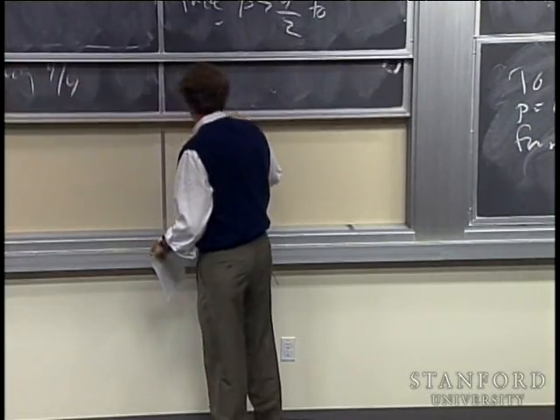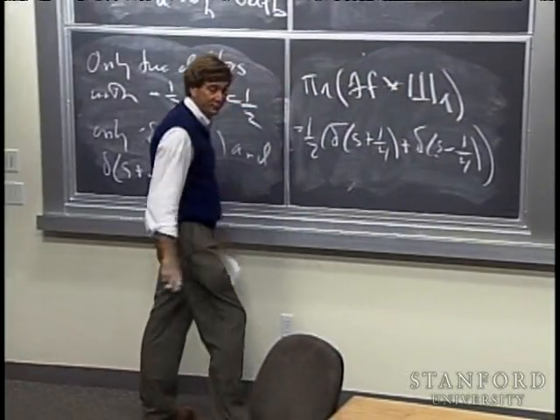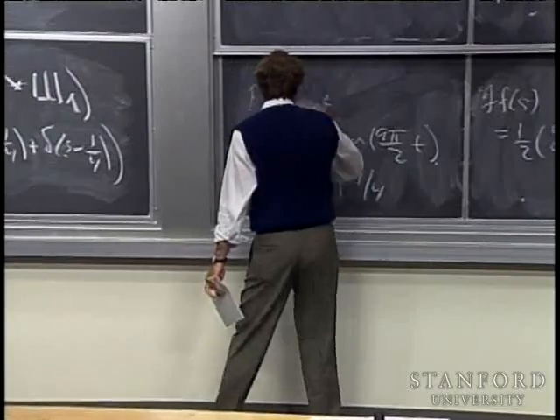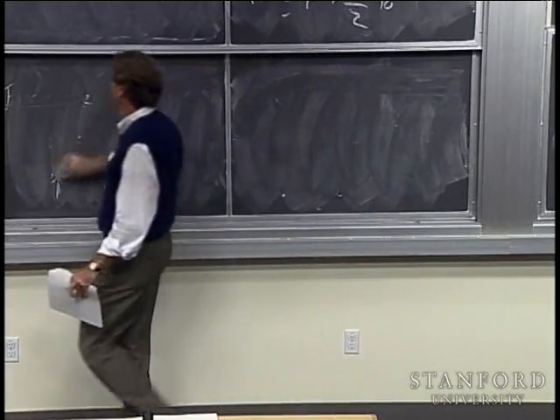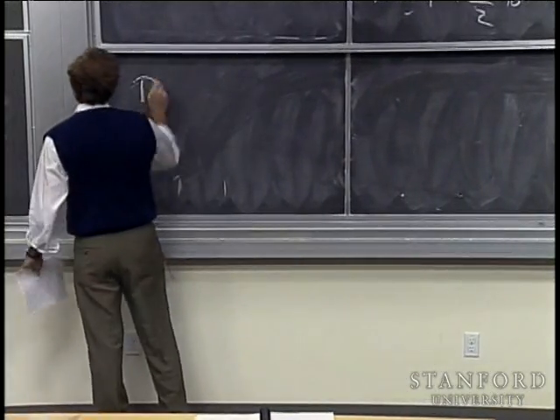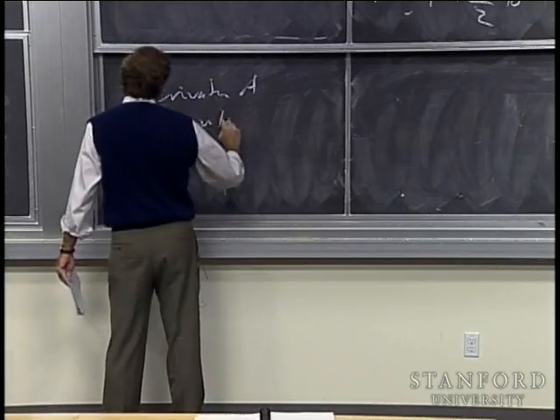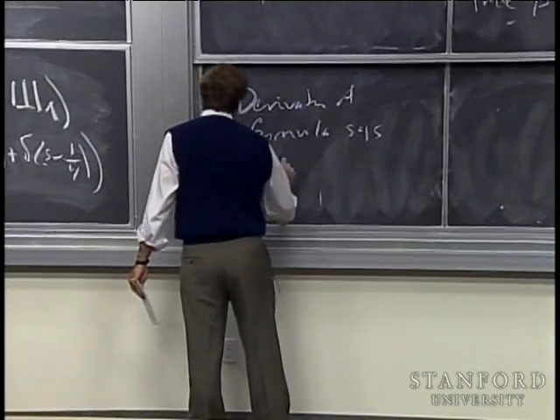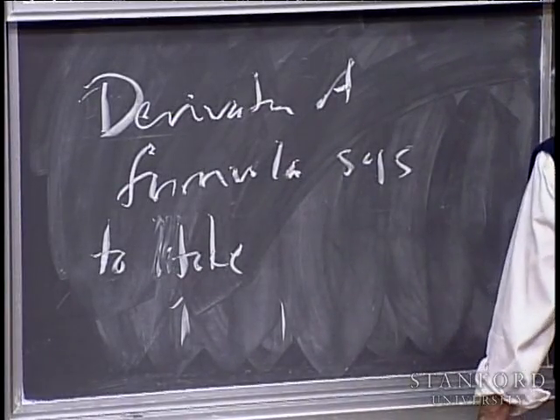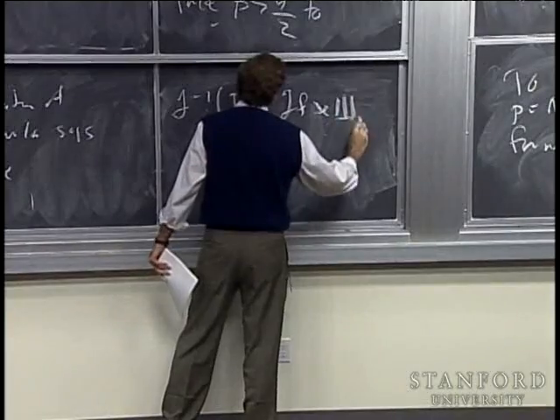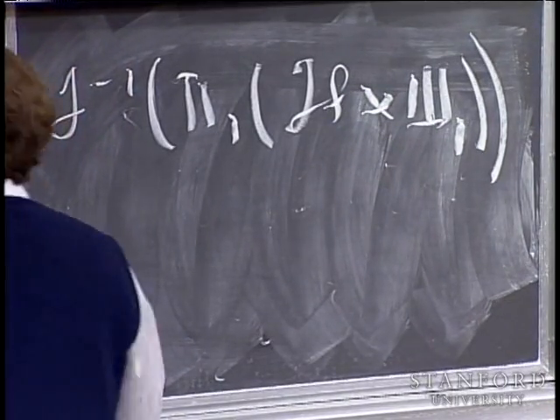What does the derivation of the sampling formula say? The derivation of the sampling formula says take this formula and take its inverse Fourier transform. Derivation of the formula says to take the inverse Fourier transform of pi 1 times the Fourier transform of f convolved with the Shah function. That'll give you the function. That'll give you the so-called interpolating function. So what do you get?